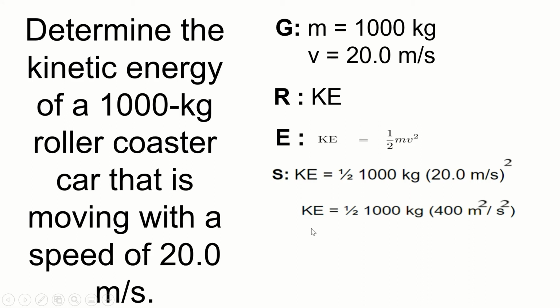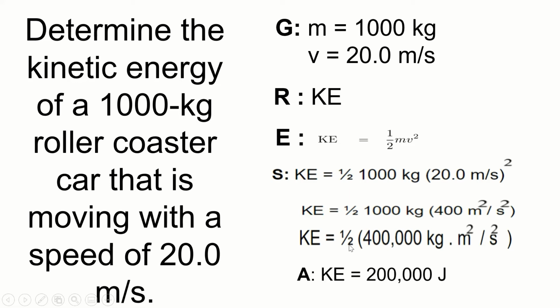So magkakaroon tayo ng kinetic energy is equal to 1/2 kilogram times 400 meter squared per second squared. So now naman, i-multiply nyo naman si 400 kay 1,000. So 400 times 1,000, that is equivalent to 400,000 kilogram meter squared per second squared. And then, multiply 400,000 by 1, that's the same, then divide it by 2. The answer will be kinetic energy is equal to 200,000 joules or Newton meter. But we will just be using the joules.